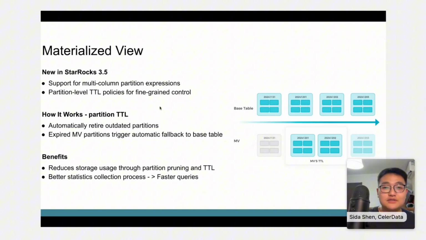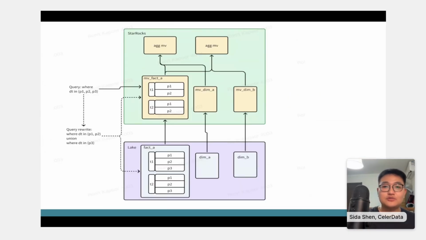And if you pair this partition TTL with multi-column partition expression, we can do something really cool. Let's say the green side is the StarRocks cluster, where everything is StarRocks internal storage, and the purple one down below is, let's say, your data lake.